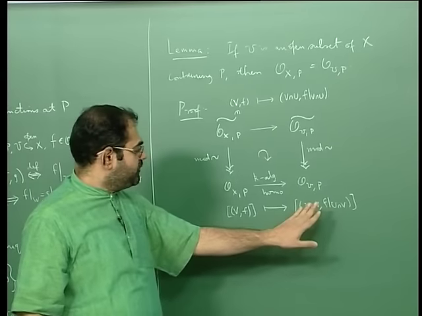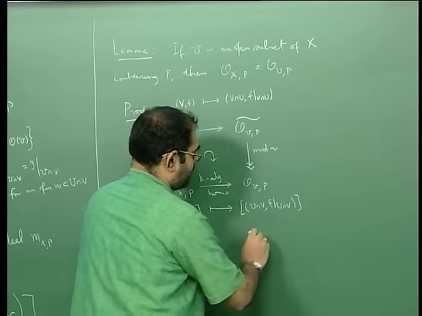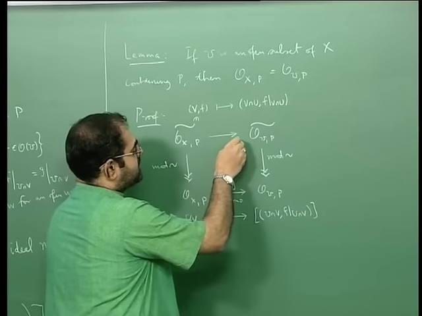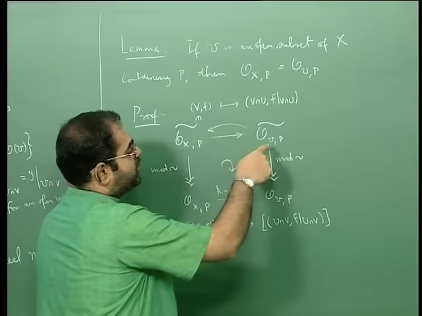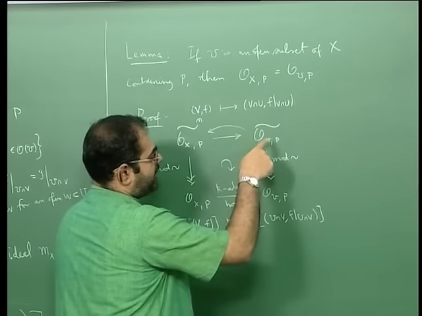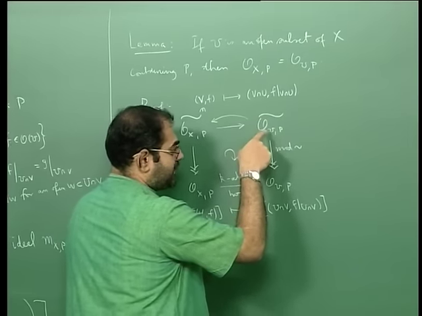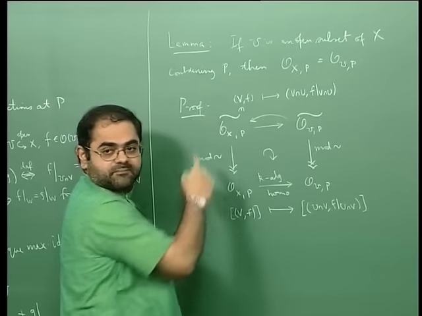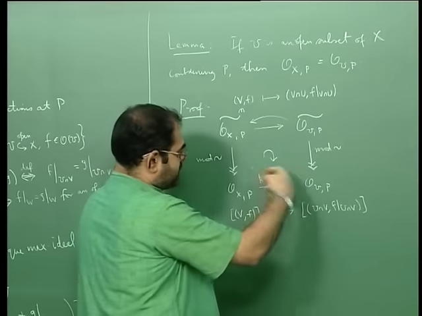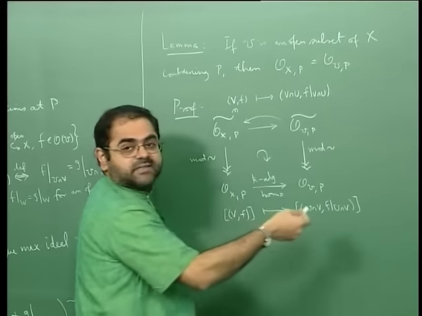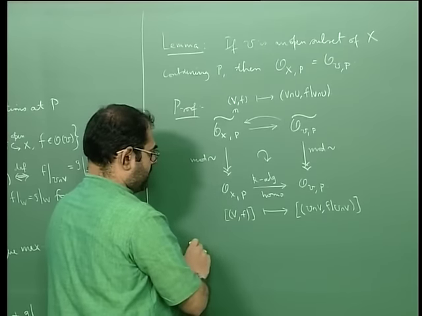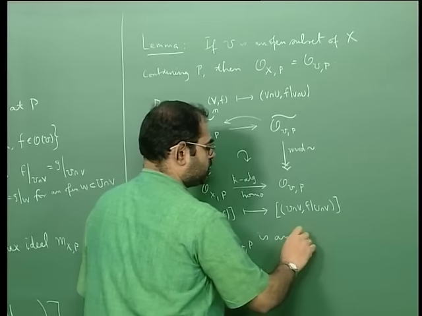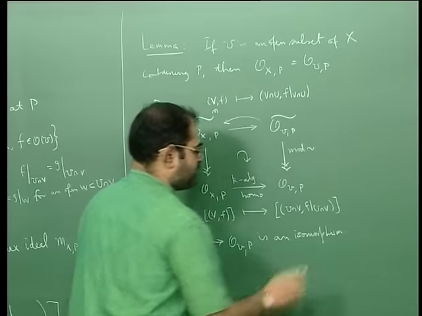And then how will you get surjectivity? If you give me anything here, actually the beautiful thing is anything here is also an element here. So actually there is a map in this direction also. Namely, if you give me a regular function defined on an open neighborhood inside U of P, that's also an element here. So there is a reverse map, and that is the reason why it's surjective. So the fact is that O_{X,P} to O_{U,P} is an isomorphism.